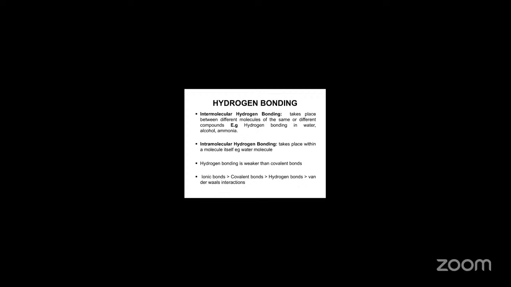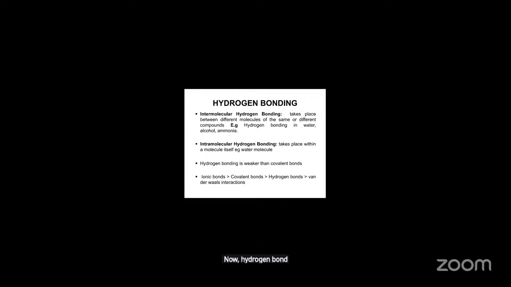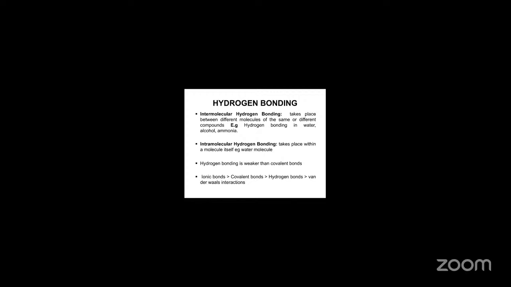Ma, excuse me, ma. Is hydrogen bonding stronger than dipole-dipole interactions, or is it a form of dipole-dipole interaction? Hydrogen bonding is a type of interaction that we see. Dipole-dipole is what we see in hydrogen bonding. So it's in hydrogen bonding.